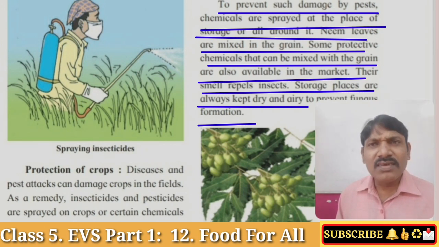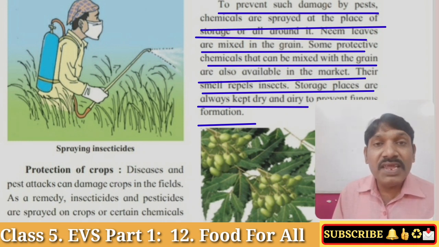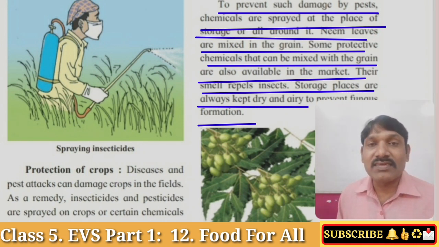Okay student, the smell repels insects. The smell of neem, the smell of chemicals repels the insects. Yes student, what do you mean by repels? Repels means forcing back. So the chemicals or the neem leaves force the insects to go back. And in this way we can protect the grain.